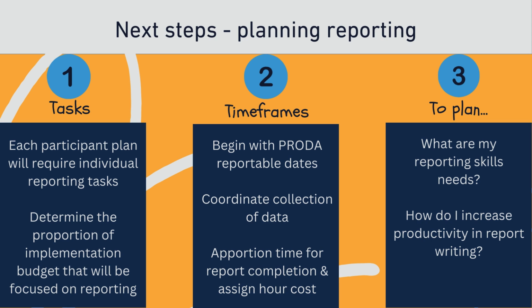Next steps in planning for your reporting. First of all, remember that each participant plan is going to require individual reporting tasks. Then determine the proportion of implementation budget that will be focused on reporting. Second, with your timeframes, get your spreadsheeting process or your Gantt process put together and begin with your reportable dates and work backwards. Coordinate the collection of your data and then apportion time for your report completion and assigning hour cost based on that.